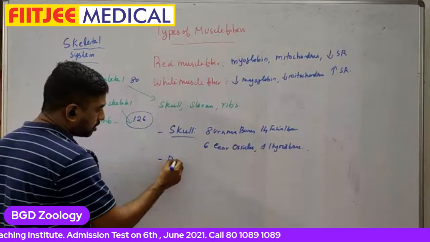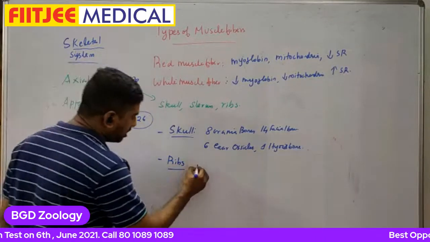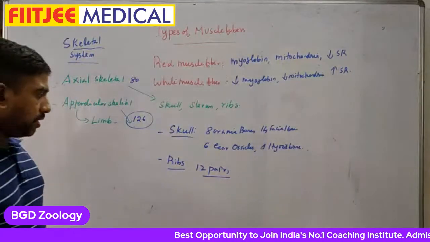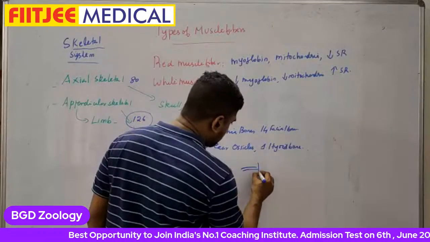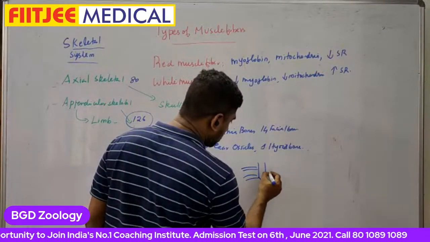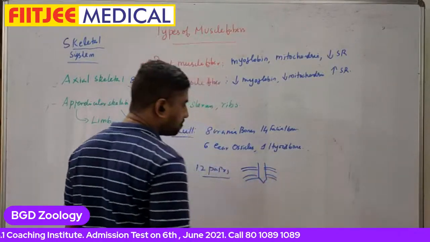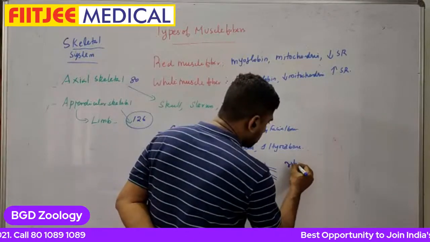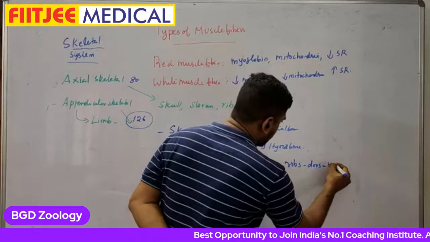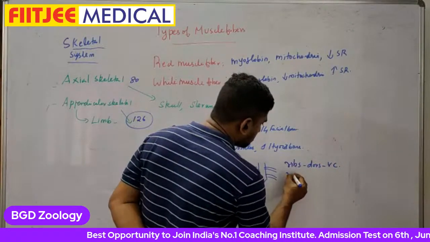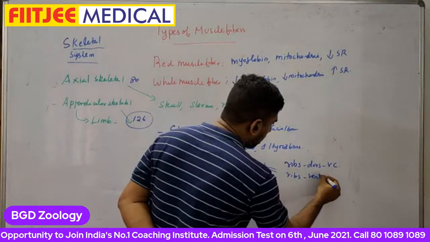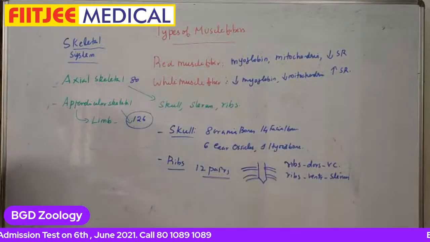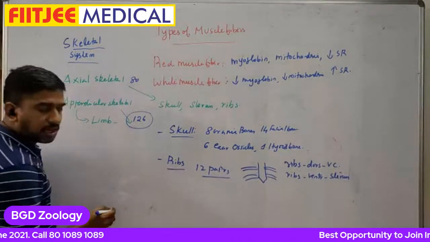Now look into the ribs. There are 12 pairs of ribs. Generally speaking, ribs are connected with the sternum. So how is their connection? Ribs are dorsally connected with the vertebral column, and ventrally connected with our sternum. Here we have 12 pairs of ribs.